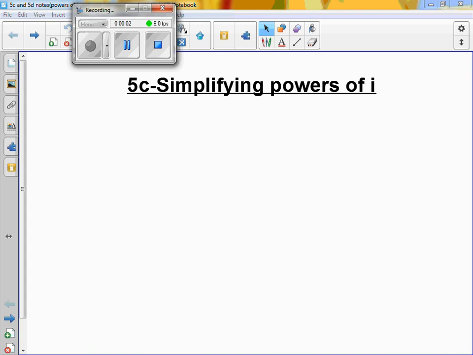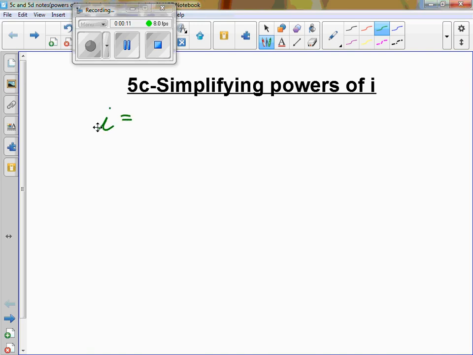Welcome to 5C, which is simplifying powers of i. Let's get started with some notes on this. So we already reviewed that i is equivalent to the square root of -1. So anytime you see an i in here, think of it as the square root of -1.